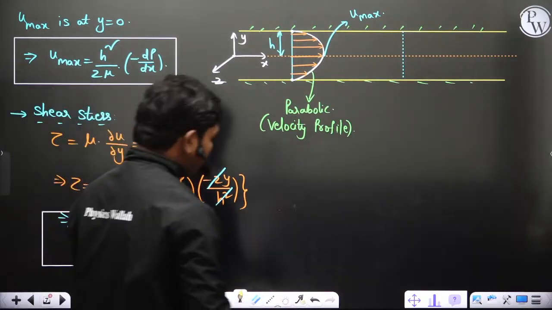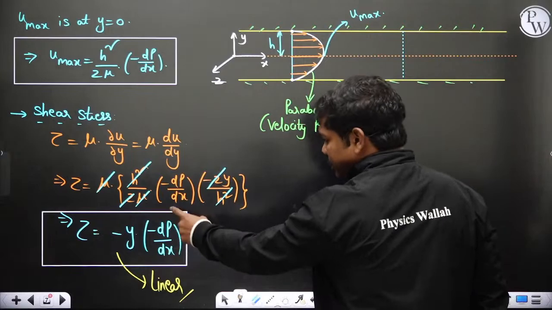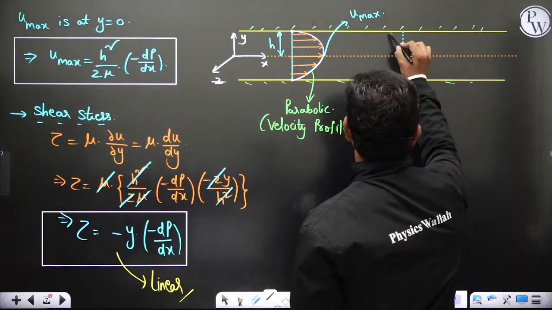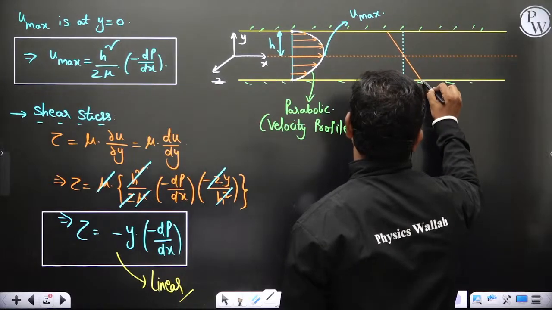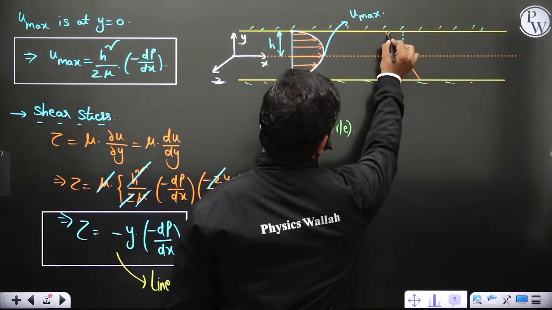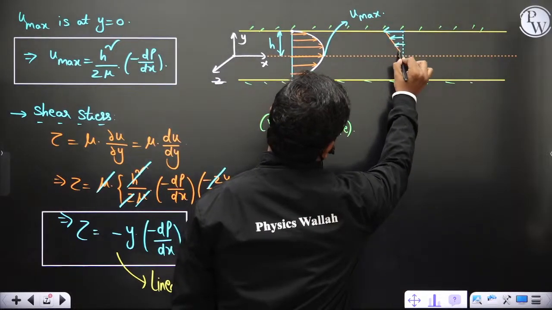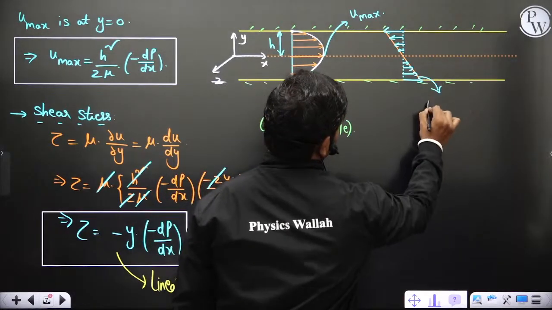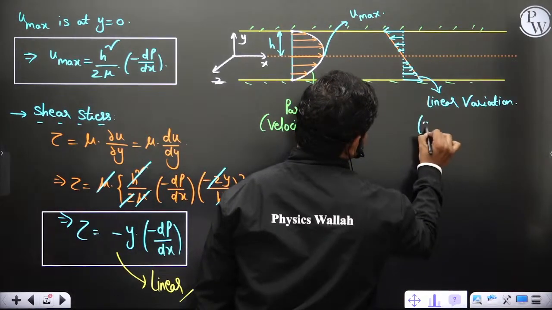Linear variation. Clearly, dp by dx is generally negative because of the pressure gradient, the flow is happening, and this negative of negative is positive, so this is minus y. So the meaning of that is the shear stress at these points is of this fashion in general, because the flow is happening in this particular direction. So this is actually a linear variation for shear stress.